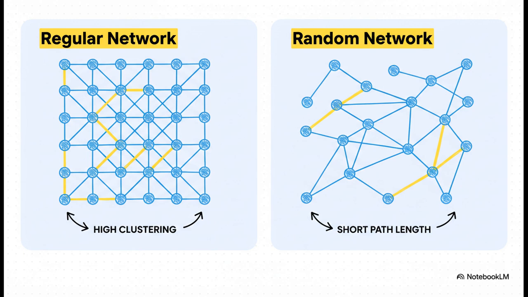On one side, you have a regular network. Think of a perfect grid. It's got high clustering, right? Because your neighbors are also neighbors with each other. But it takes a ton of steps to get from one corner to the other.